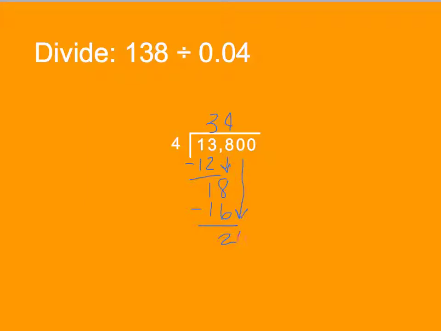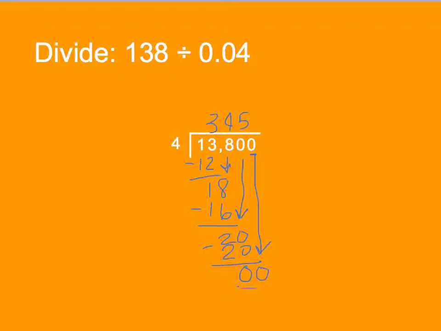Bring down that first 0, get 20. 20 is a multiple of 4, and that goes into there 5 times, and it divides out evenly. So we're going to get 0. We need to remember to bring down that last 0. This last 0 right here hasn't been brought down yet. We want to make sure it's included in the party and doesn't get left out.